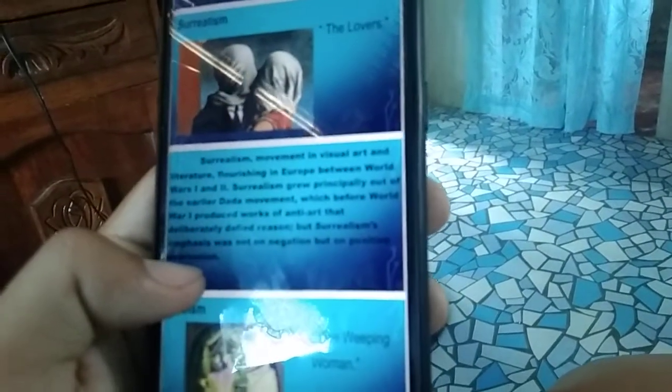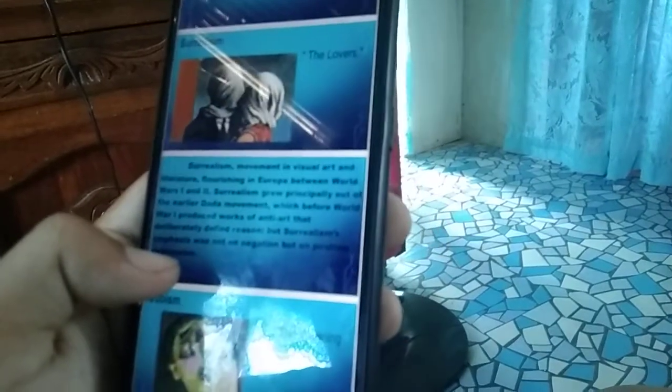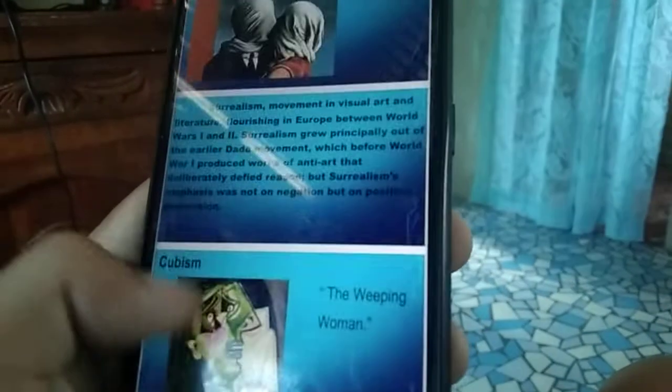Surrealism. Surrealism was a movement in the visual arts and literature flourishing in Europe between World War One and World War Two. Surrealism grew up principally out of the war. Dada produced works of anti-art that deliberately defied reason, but surrealism's emphasis was not negative but on positive expression.